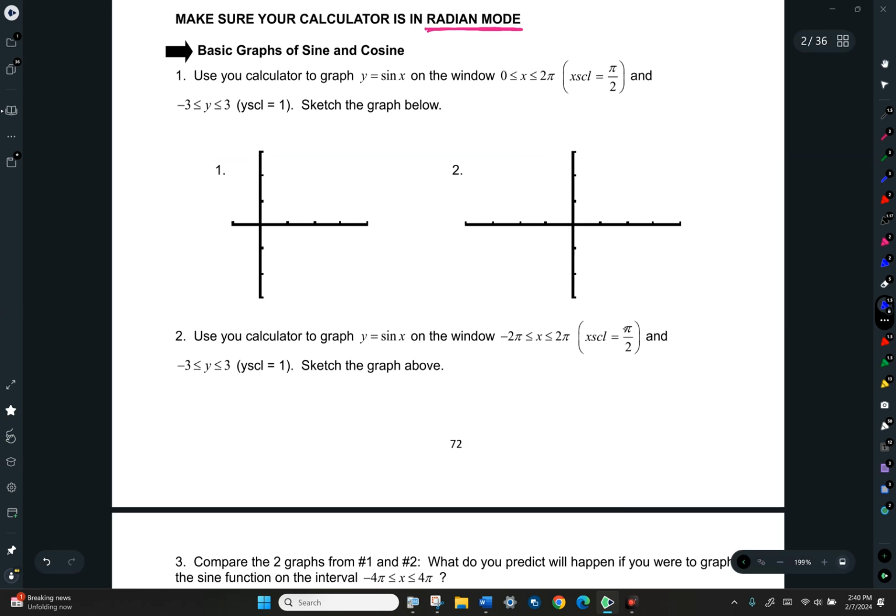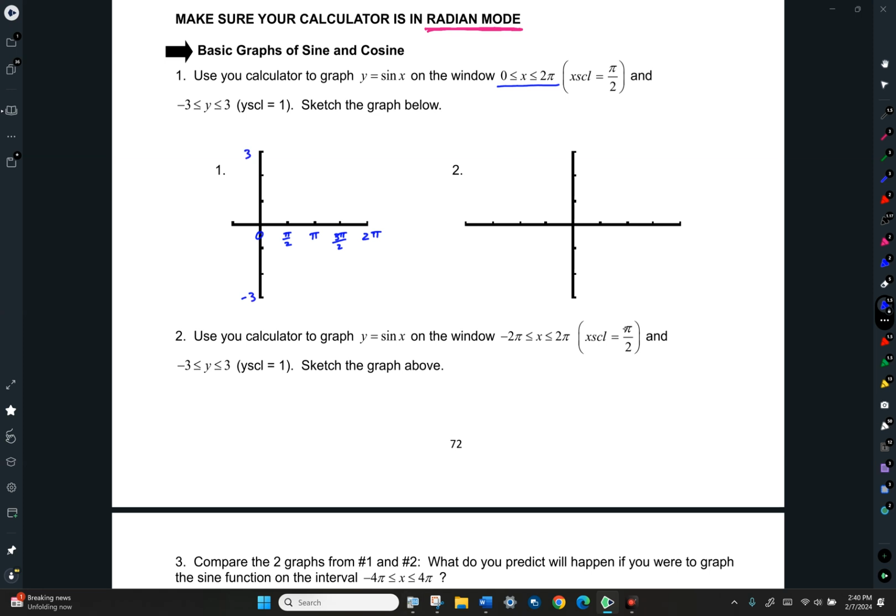So just to show you, this says, once you're in radian mode, use your calculator to graph y equals sine of x, but I want you to explore something. We're only going to look at the window from 0 to 2 pi, and we're going to let our scale be pi over 2. So if this is 0, I'm only going to go out to 2 pi, and every little tick mark represents a distance of pi over 2. So this is pi over 2, this is 1 pi, and this would be 3 pi over 2. And it says let the y scale go from -3 to 3. So here's -3 up to 3, in increments of 1.